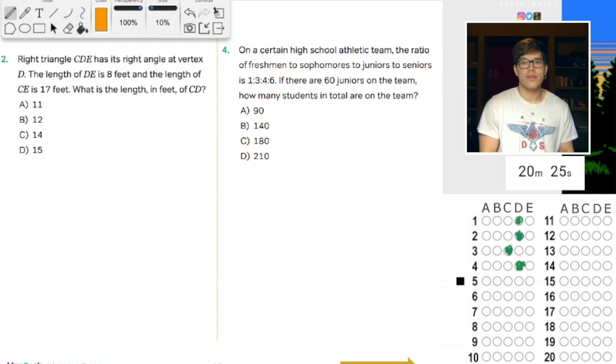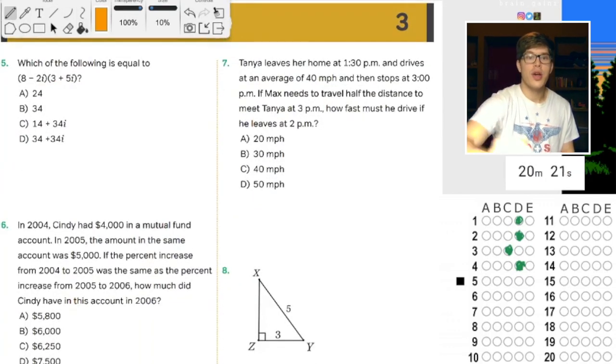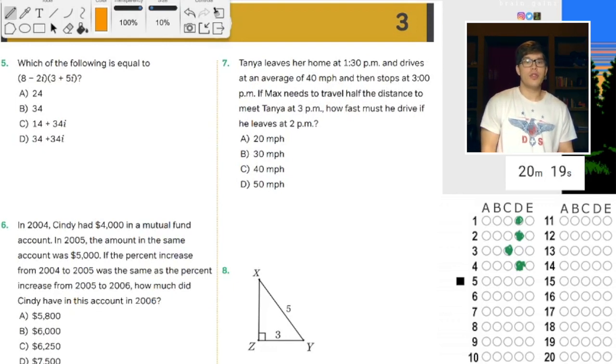Okay. Let's go down. This is a good pace we're going at. Which of the following is equal to the quantity 8 minus 2i times the quantity 3 plus 5i? So this problem is testing if you know imaginary numbers and if you know how to FOIL.